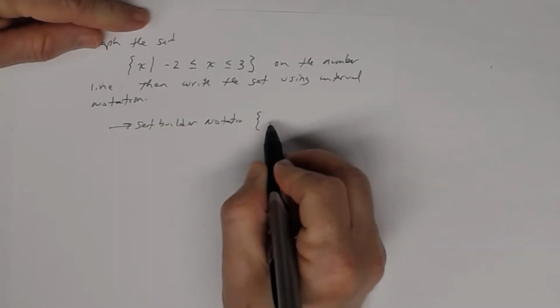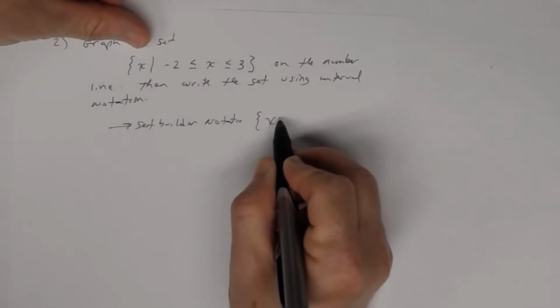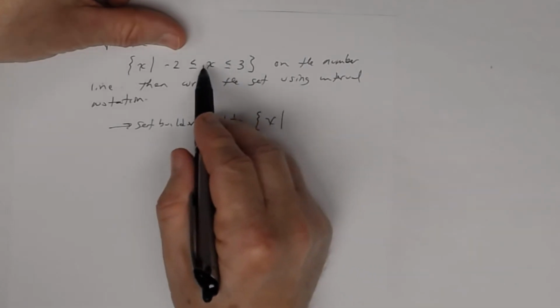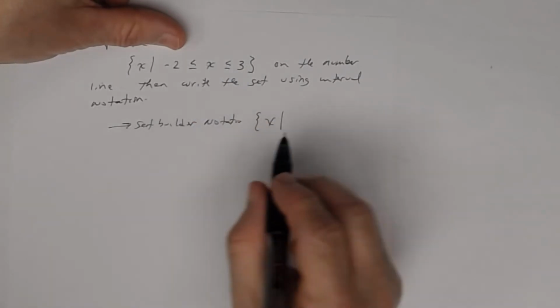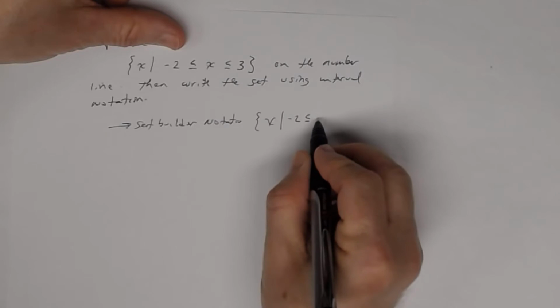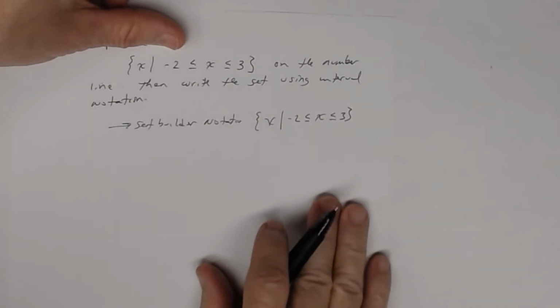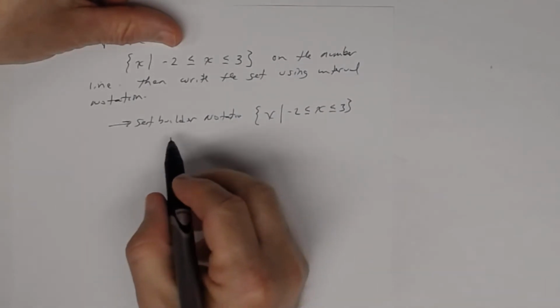Now remember how you read this. The set of all x such that x is greater than -2, and at the same time, x has to be less than 3. So x is greater than -2, and at the same time, it's less than 3. So that's how you read it. Remember how you read this.